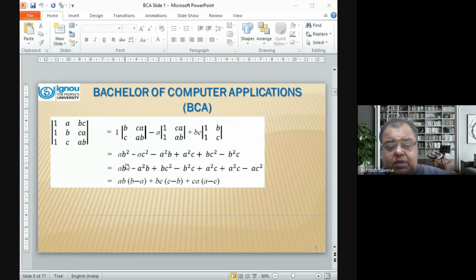Take out a common, you are left with B minus A. Here you can take BC common, you are left with C minus B, plus you can take, okay, this is something extra. You take AC common, you will be left with A minus C. This is extra, this is not required. These 6 values will be there.